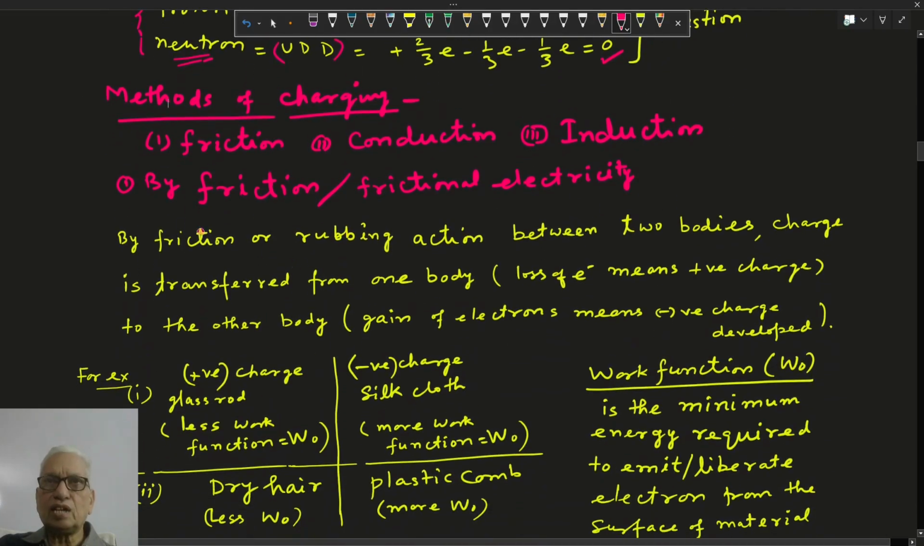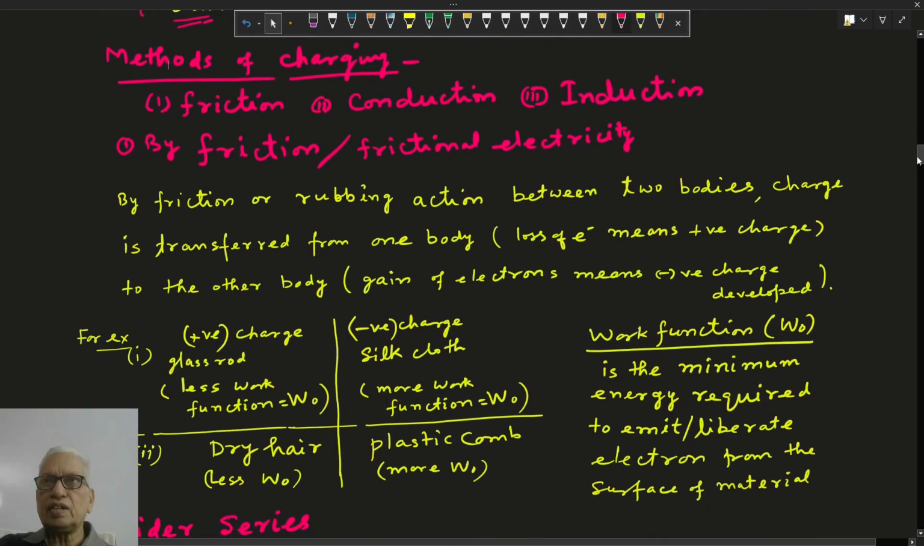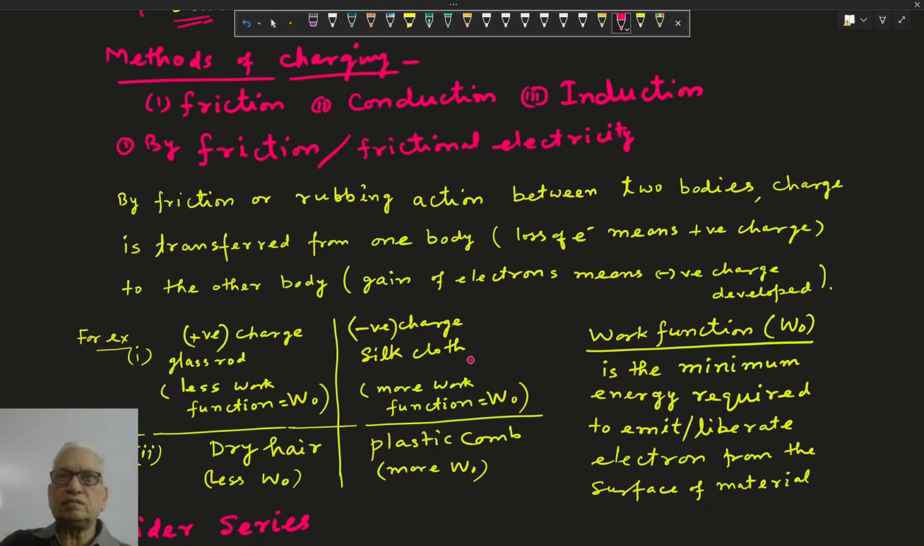Now the question is how to charge a body. Here are the methods of charging. There are 3 methods basically: friction by rubbing action, conduction, and induction. First we discuss friction, the rubbing action. That is called frictional electricity.